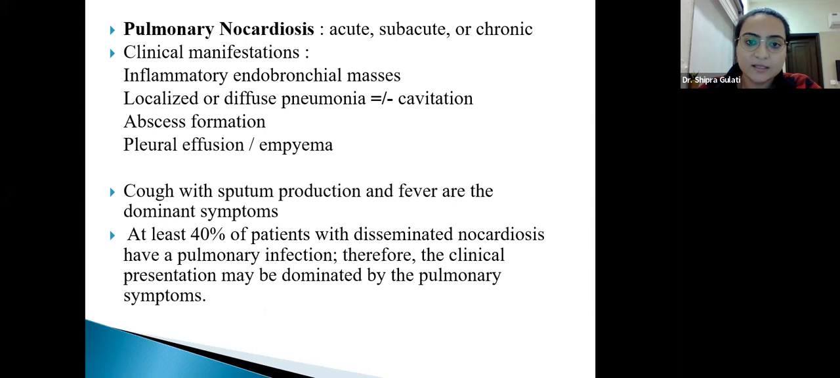Pulmonary nocardiosis occurs as an acute, subacute, or chronic condition. Clinical manifestations include inflammatory endobronchial masses, localized or diffuse pneumonia, plus or minus cavitations, abscess formations, pleural effusions, and empyema. Cough with sputum production and fever are the dominant symptoms. At least 40% of the patients with disseminated nocardiosis have a pulmonary infection. Therefore, the clinical presentation may be dominated by pulmonary symptoms.